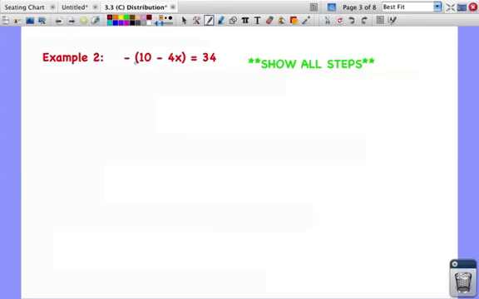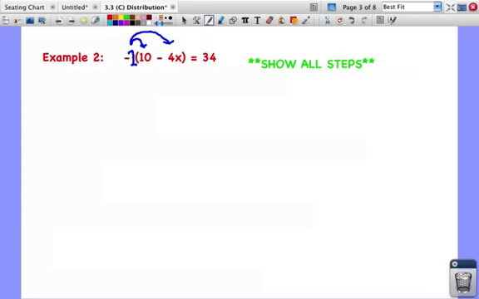Okay, so I have negative, parentheses, 10 minus 4x, equals 34. So what this is right here is actually like having a negative 1 in the front. Okay, that's like having a negative 1. So what I need to do is distribute negative 1 to both pieces inside these parentheses to get rid of the parentheses. So I need to take negative 1, multiply it by 10, and then take negative 1 again and multiply it by negative 4x to start simplifying this.